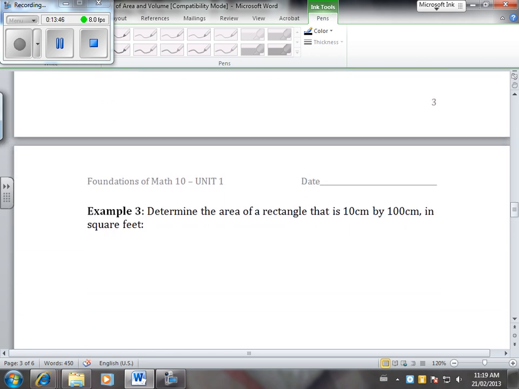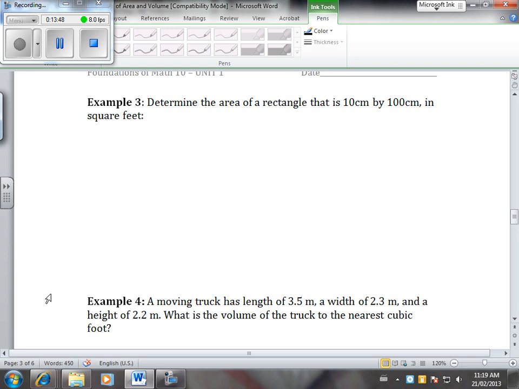We can also do SI to imperial. So determine the area of a rectangle. Again, we have our rectangle that is 10 centimeters by 100 centimeters. So our width is 10 centimeters and our length is 100 centimeters. But we want to know our area in square feet. So area is how many square feet? We don't know, so let's find out.